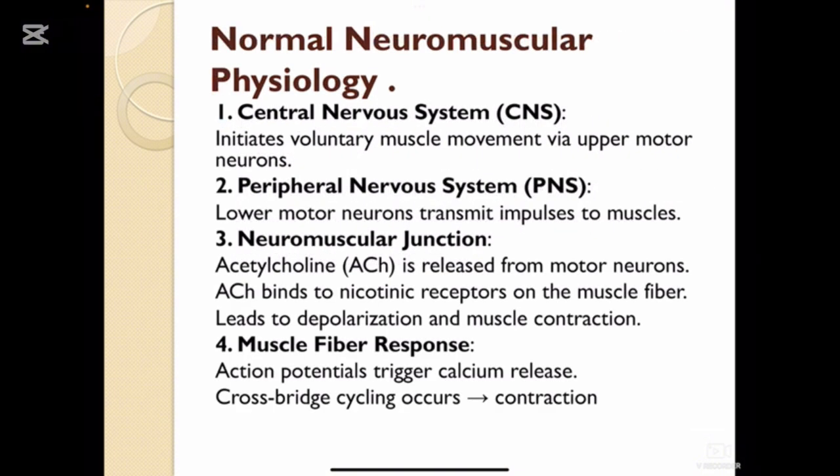Normal neuromuscular physiology: the central nervous system initiates voluntary muscular movement via upper motor neurons and the peripheral nervous system. Lower motor neurons transmit impulses to muscle. Neuromuscular junction: acetylcholine is released from the motor neuron.